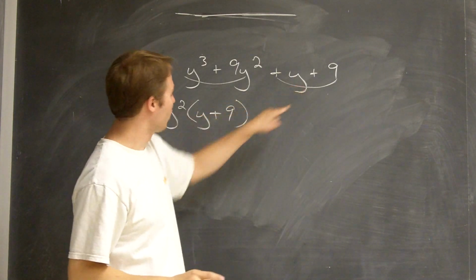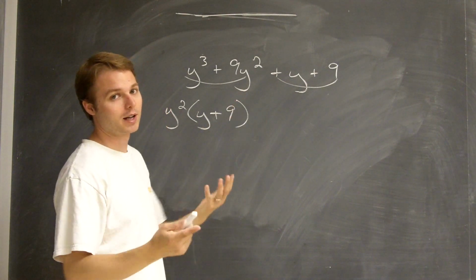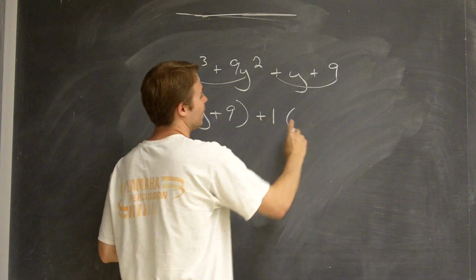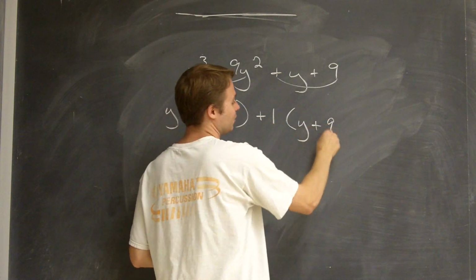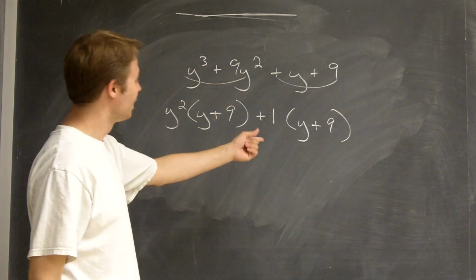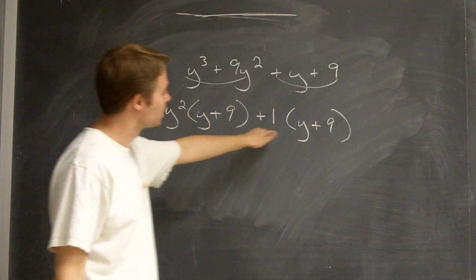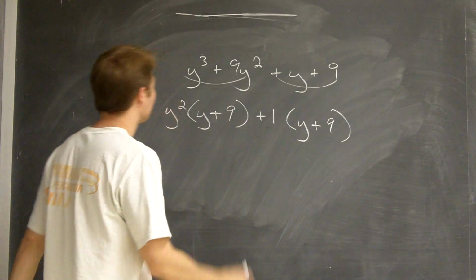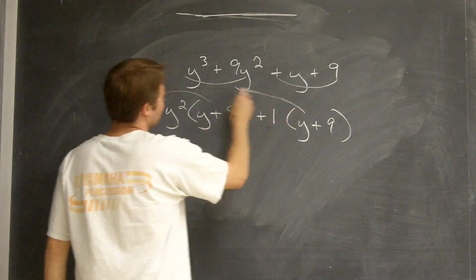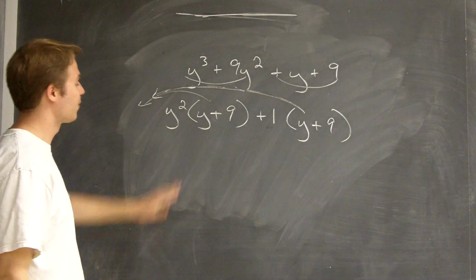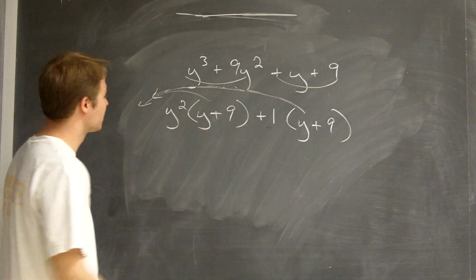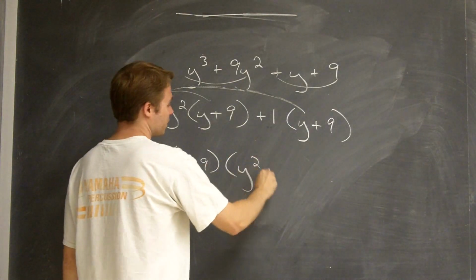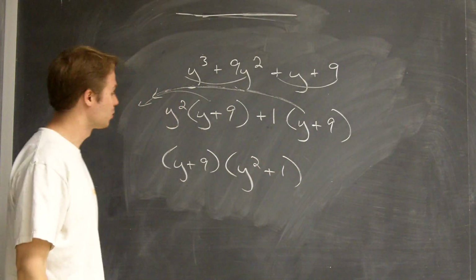Now here, I already have the y plus 9, but I need something factored out to make this work. So the trick we can use here is just think about factoring out a 1. And if you factor out a positive 1, it actually doesn't change this value. So this is kind of a trick I can use to keep this expression the same, but still have something here that's factored out. So I factored out the y plus 9. I can factor out the y plus 9 from each of these terms in the expression. And now I'm left over with y squared plus 1.